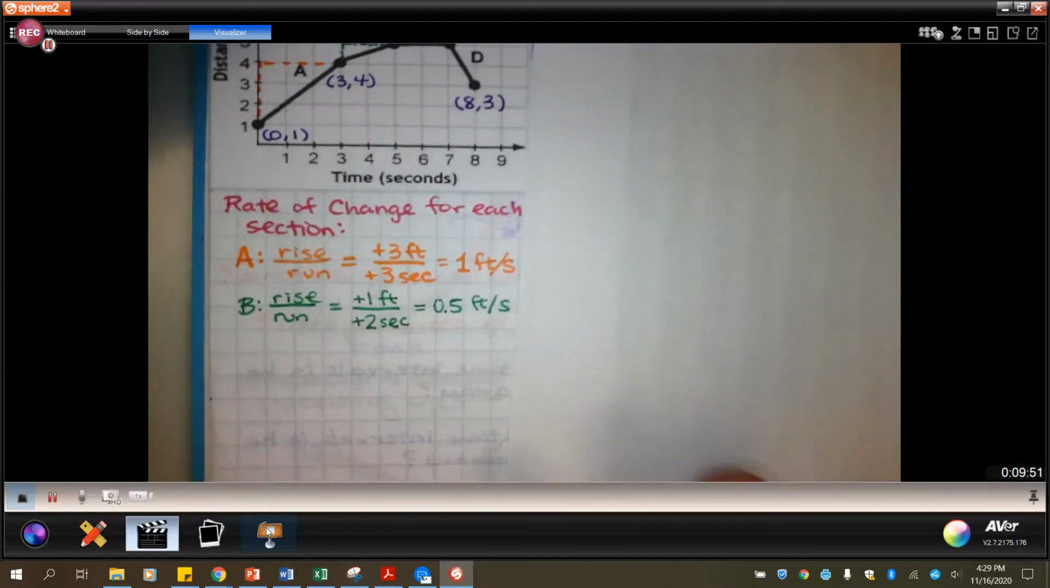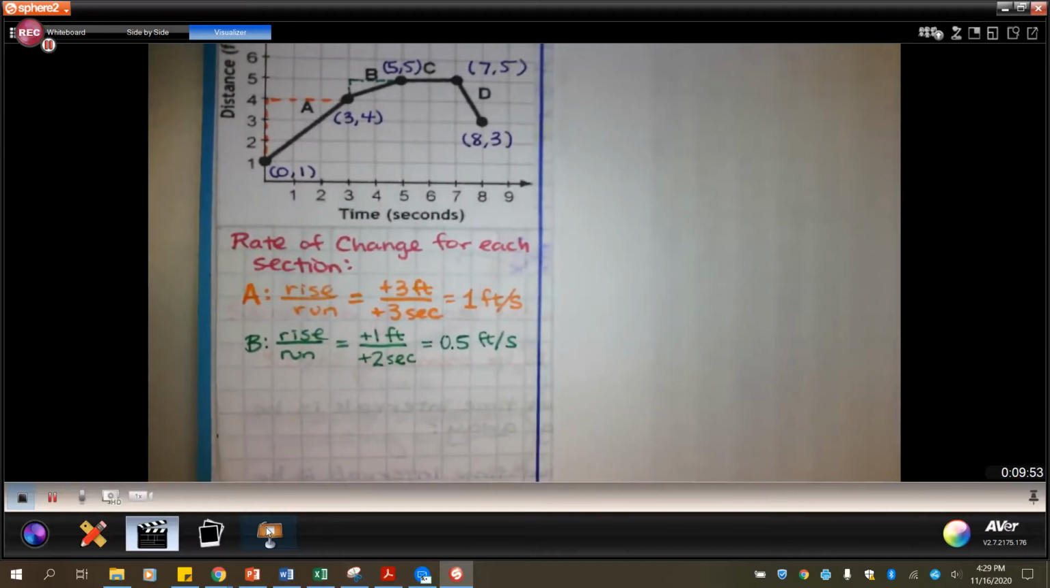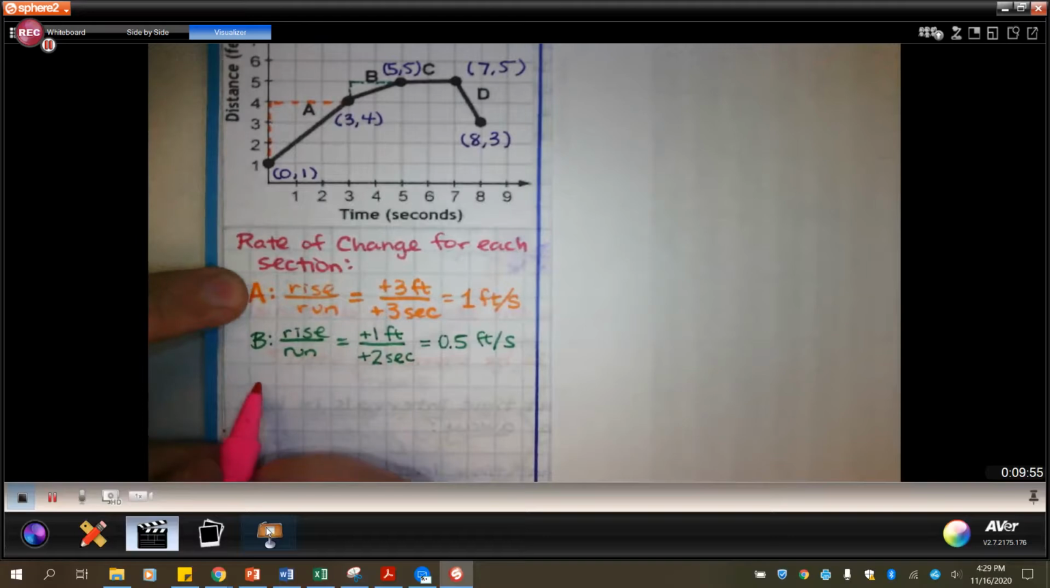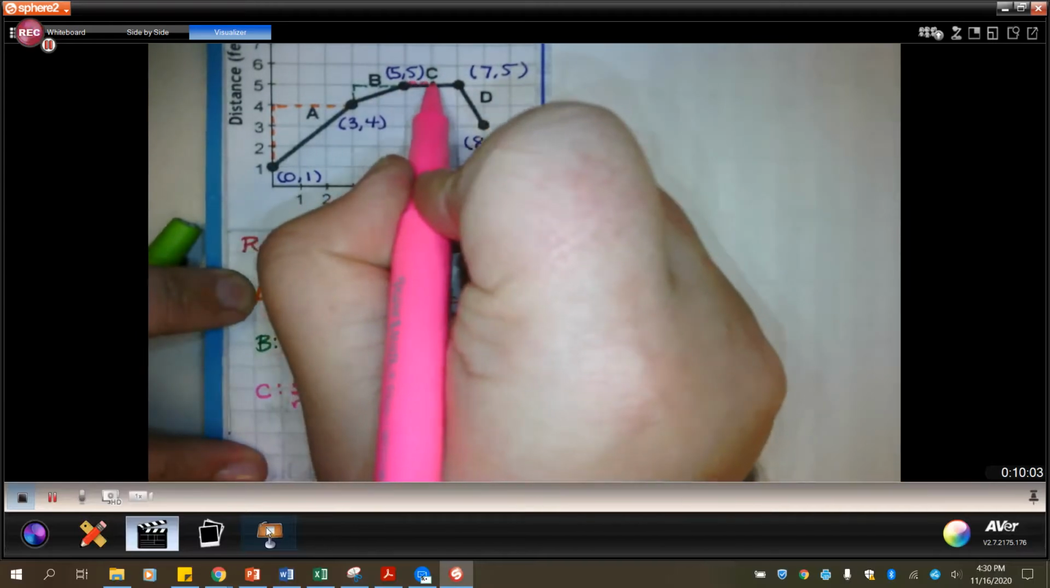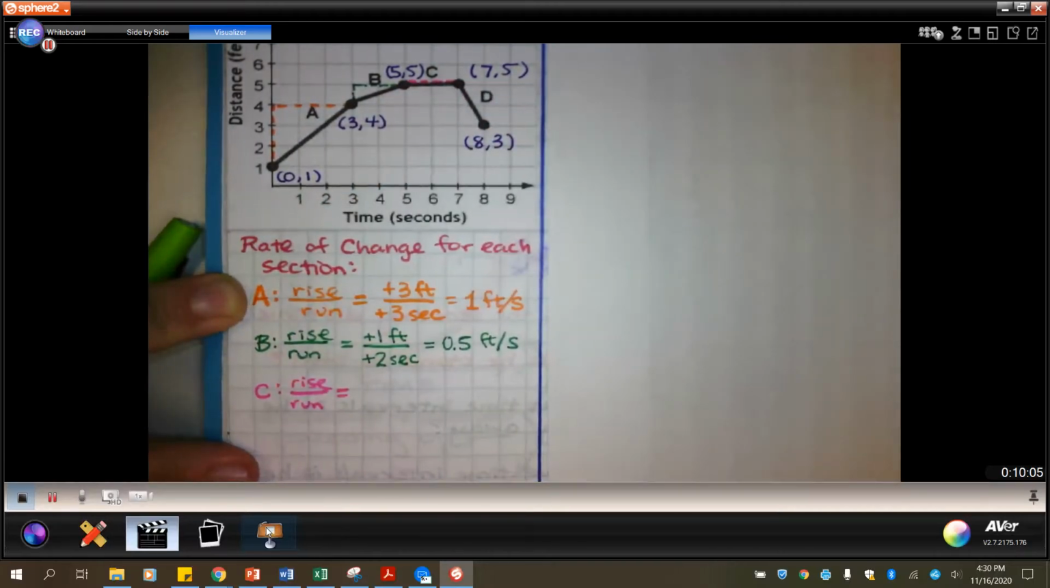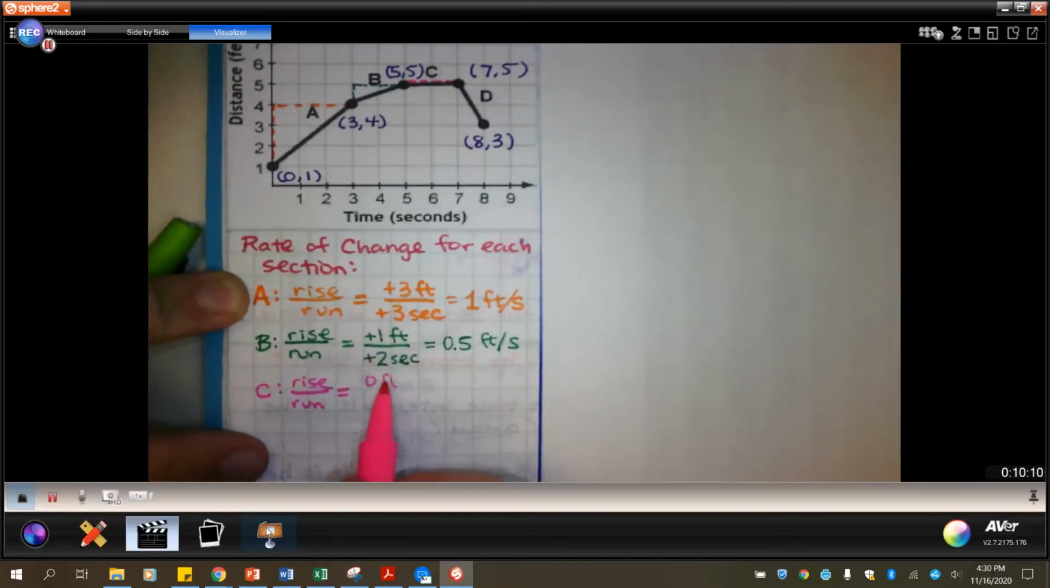Oopsies, I went a little too high. Okay, for section C, rise over run. Well, you actually just go straight across. There is no up or down. Since there's no up or down, that's 0 feet.